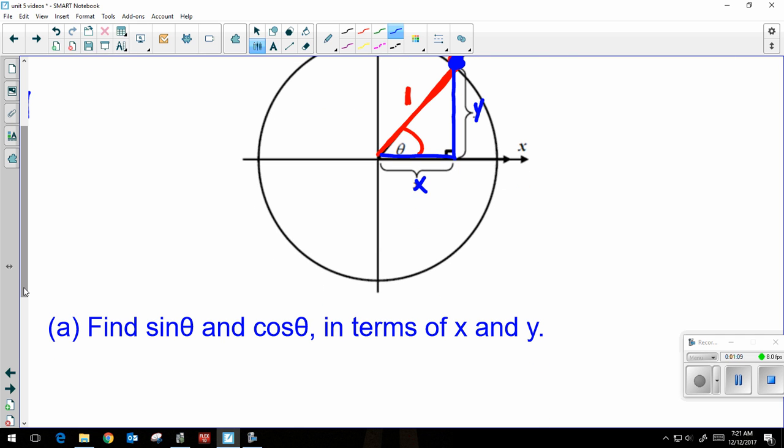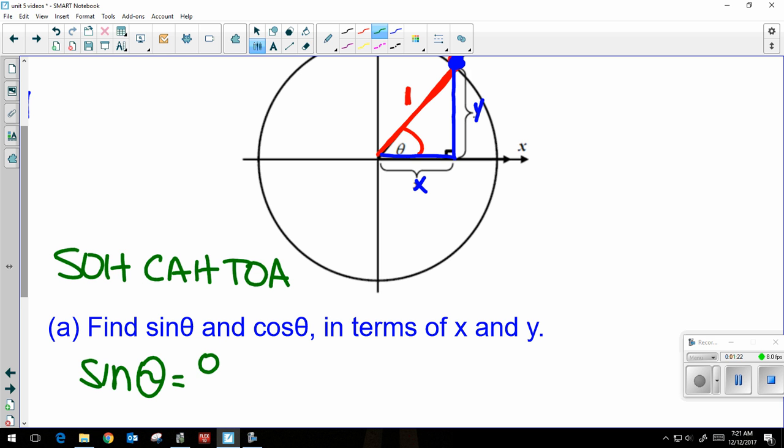Part A, find sine theta and cosine theta in terms of x and y. So, SOHCAHTOA, sine theta is equal to opposite over hypotenuse. So here's opposite, and here's the hypotenuse, and here's the adjacent, because remember I'm talking about this angle there. So opposite is y, hypotenuse is 1. So that means that sine theta is equal to y.